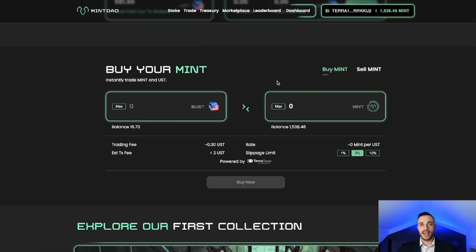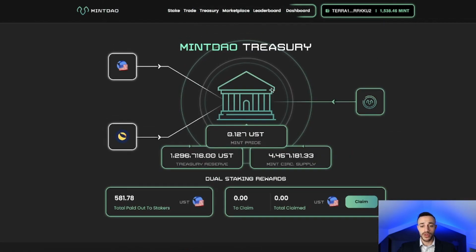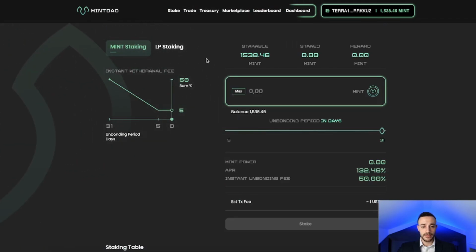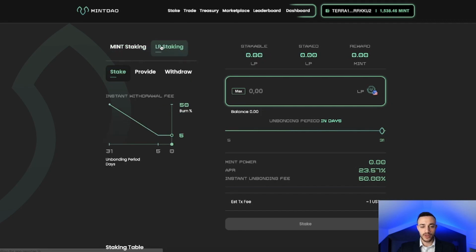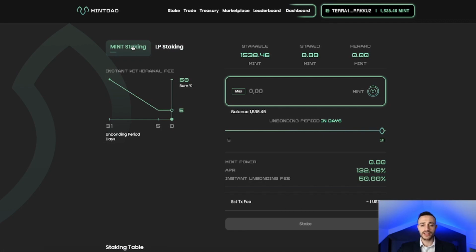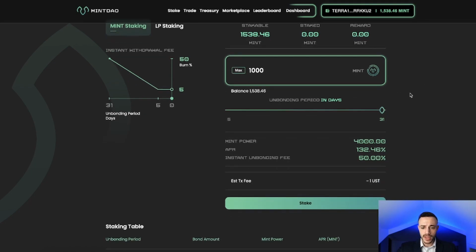Now, to actually stake your MintDAO tokens, all you need to do is go to the top of the screen where it says stake and click on that. From here, it will take you, first of all, to the Mint staking page. I'll be showing you how to provide liquidity and stake your liquidity provider tokens after. But to just single-side stake your Mint tokens, once you have them in your wallet, select the amount that you want to stake. So I'm going to stake 1,000 tokens right now, and that's around $100, give or take.